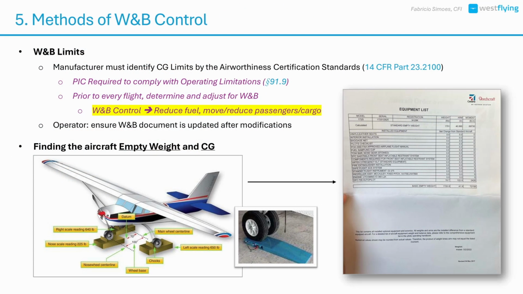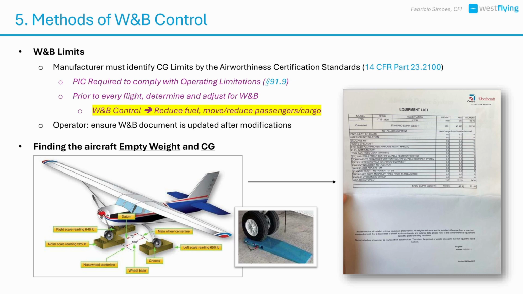How do we control weight and balance in an airplane? First, manufacturers define weight and balance limits as part of the airplane's airworthiness certification process, and these are legally binding. Under FAA regulations, the pilot in command must comply with these operating limitations on every flight. That means we, as pilots, must determine the weight and balance before every single flight.